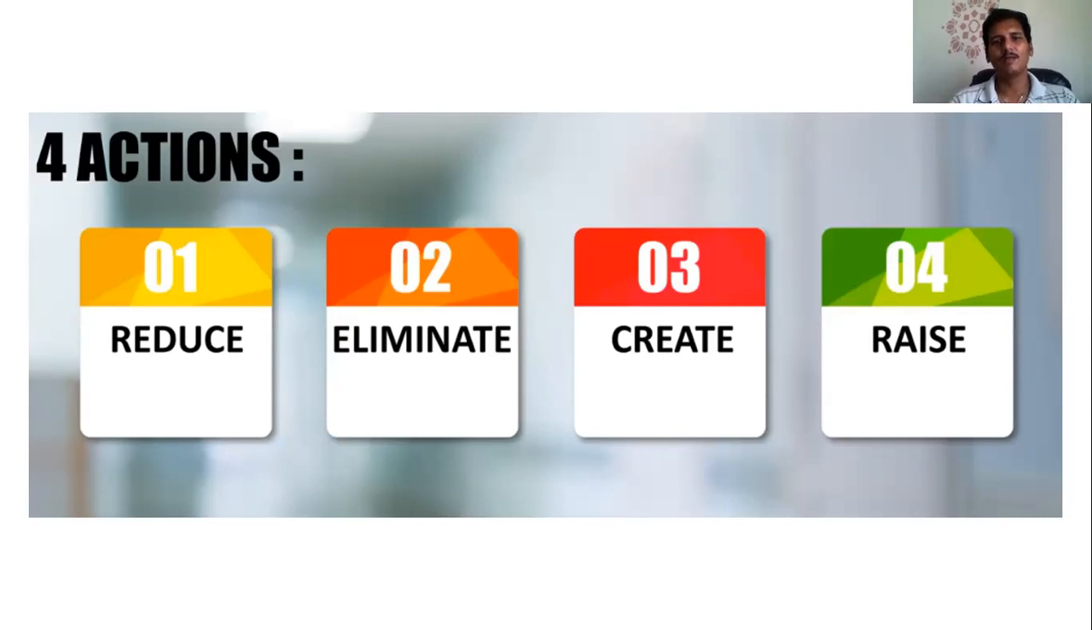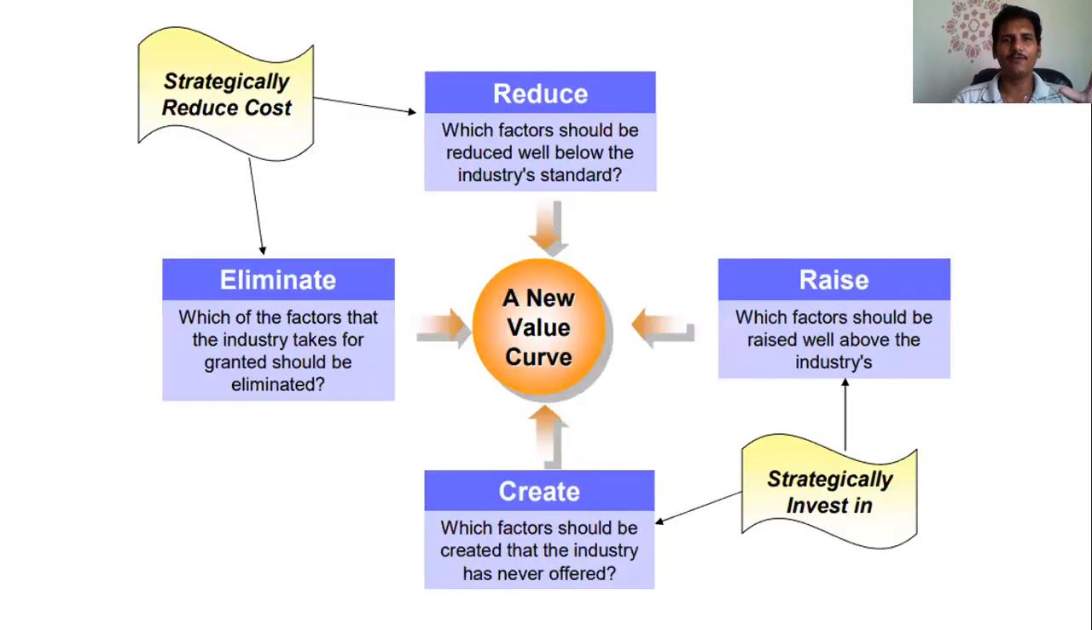Okay, fine. So these are the 4 factors. That is, in the existing market space, you can reduce some factors. You can eliminate certain factors totally. You can raise certain things. You can create new things. These are the 4 factors. We'll see it in detail.